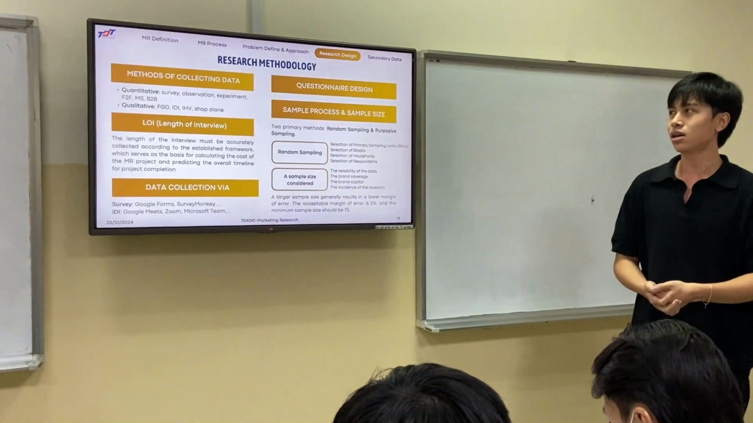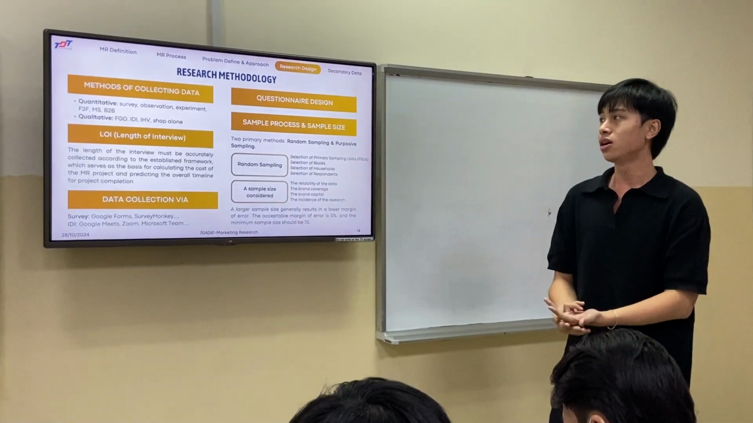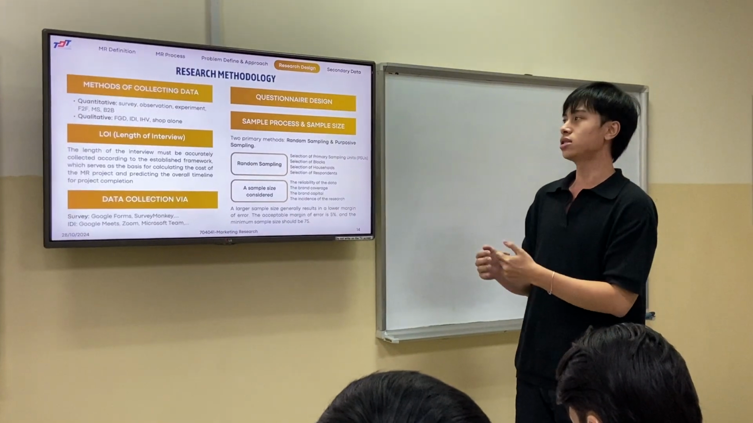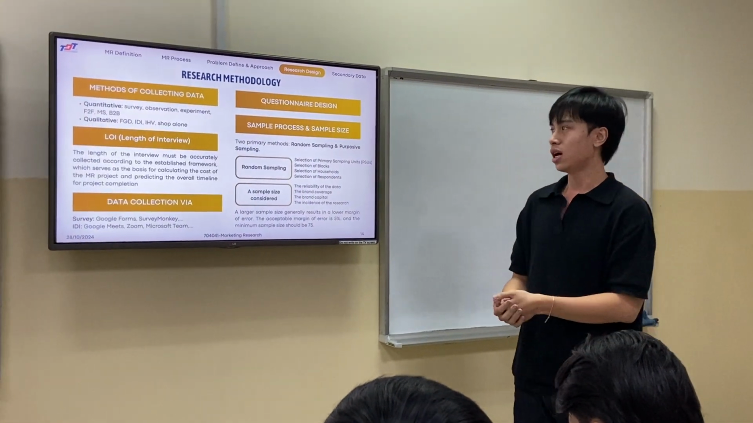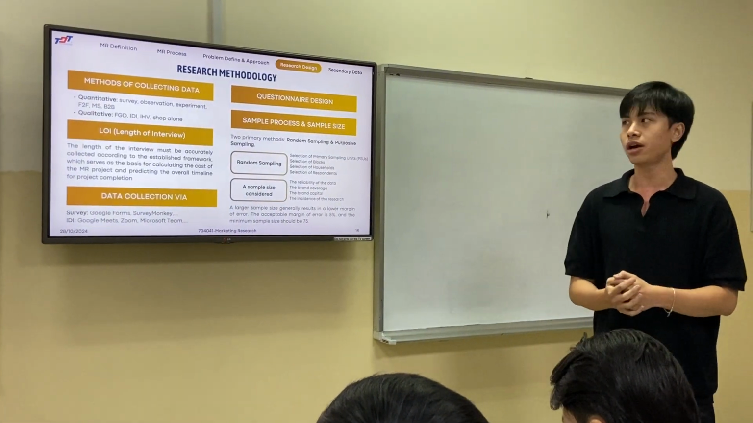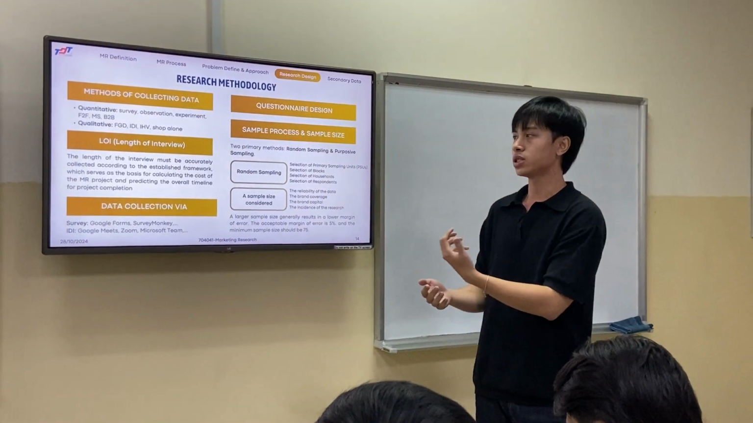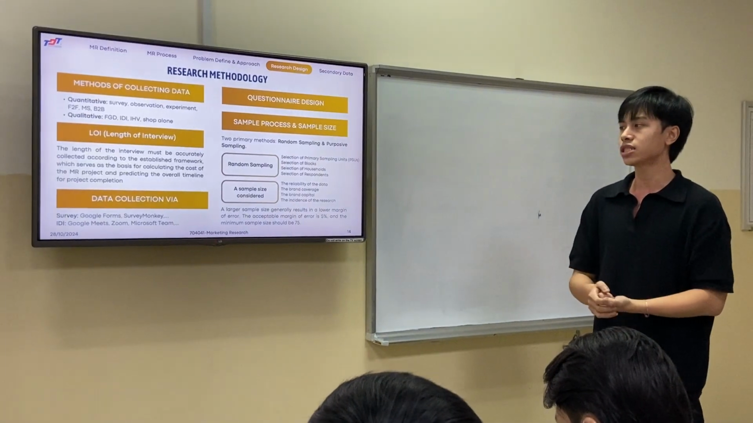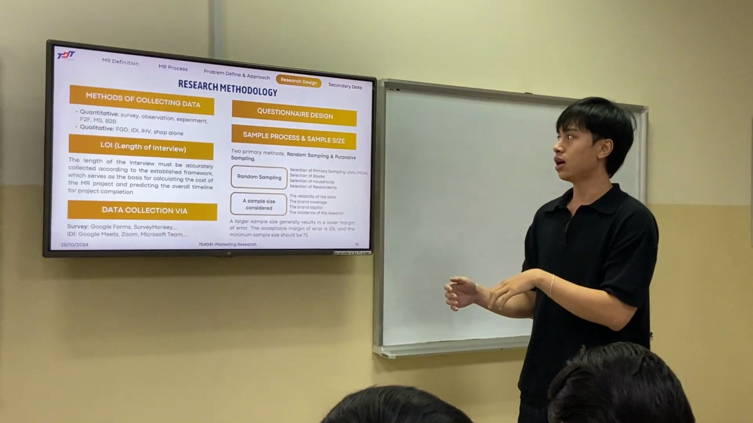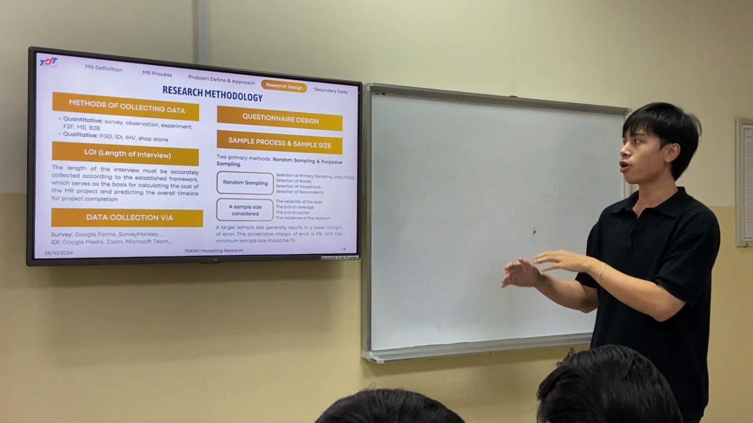So first, there are two methods of collecting data. First is quantitative, and second is qualitative. Quantitative is like survey, observation, experiment, while qualitative is about FGD, in-depth interview, or similar. And the second thing is the length of interview, which is very important because this is a time when you get to know your target audience or target respondent. Third is data collection from some platform like Google or SurveyMonkey, fourth is the questionnaire design, and fifth is the sample process and sample size.